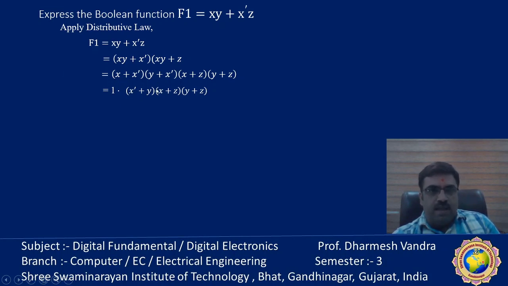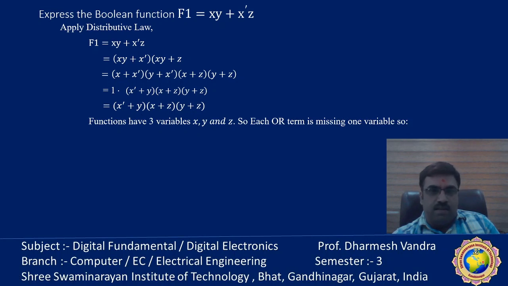So X dash Y, X dash ORing Z and Y ORing Z. Now here, after 3 functions, there is required add 1. Suppose I want to here add 1, so it will become X dash Y, Z. Remember the thing, each bracket requires all 3 variables X, Y, Z. So each OR term is missing one variable in this example. Like in this first one, Z is missing, second one Y is missing, and third one X is missing.